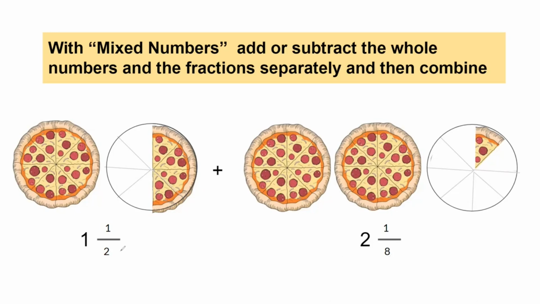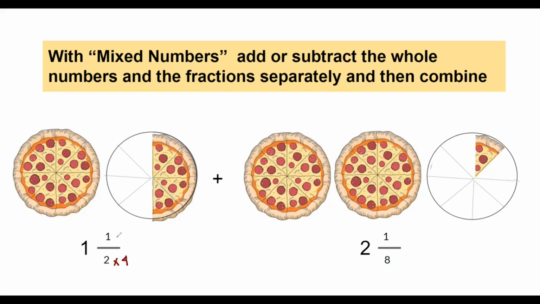Once again, we still need to align the denominators of these fractions before we can add them. In order to make 2 an 8, we would multiply by 4. So we'd also need to multiply the top by 4. 1 times 4 is 4. 2 times 4 is 8. So we could say that that is also 1 4/8 pizza. Makes sense because there's 1, 2, 3, 4 slices when it's divided into 8.